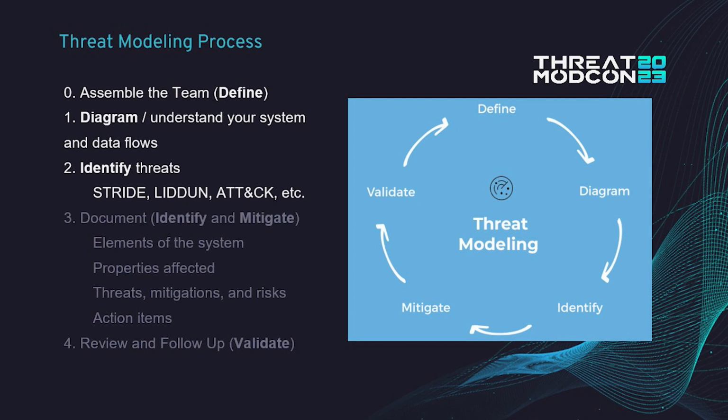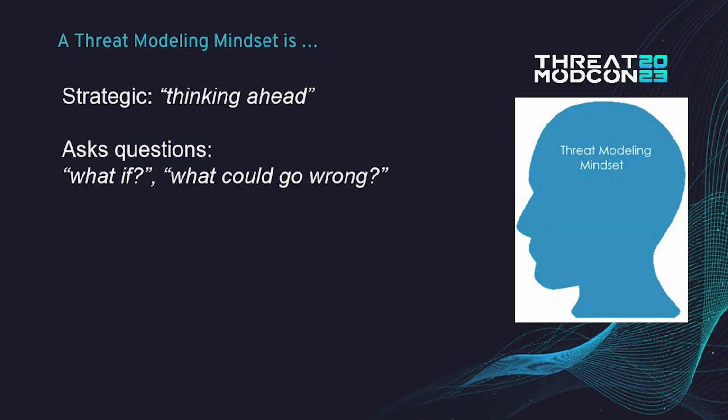So we talked about diagramming and understanding the system. Now let's take a look at identifying threats. And just to revisit our mindset, when we're starting to think about threats, we're asking those questions. What if? What could go wrong? There are lots of other questions, but those are the main ones to help you get started. What happens here? What happens there? How does that work? What if it didn't work that way? What happens? And so on.